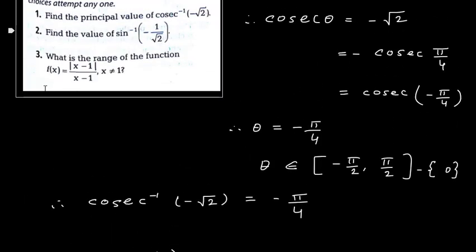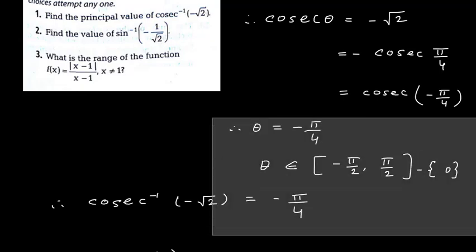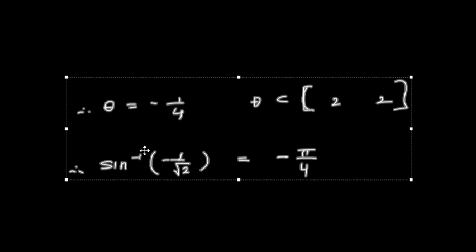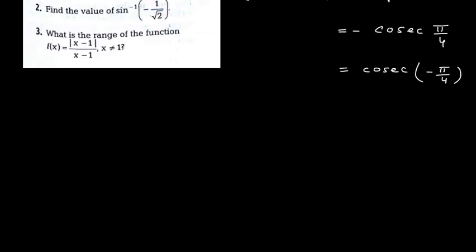Now third question, what is the range of the function? Now range means I have to find the possible values of f(x). We need to find the possible values of f(x). So here f(x) is given. f(x) is mod of x minus 1 divided by x minus 1 for x not equal to 1.